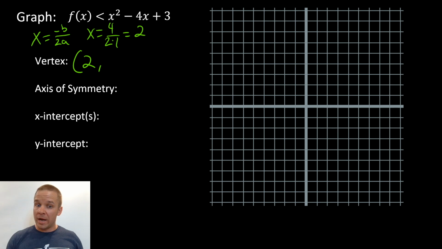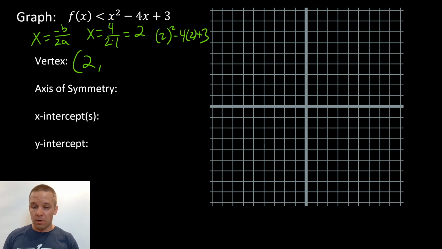How do I get my y coordinate of the vertex? I need to plug it back in. So I'm going to have 2 squared minus 4 times 2 plus 3. So I get 4 minus 8 is negative 4. Negative 4 plus 3 is negative 1. So 2, negative 1 is my vertex. Off and rolling. Check it out. 2, negative 1. Boom. First point down.